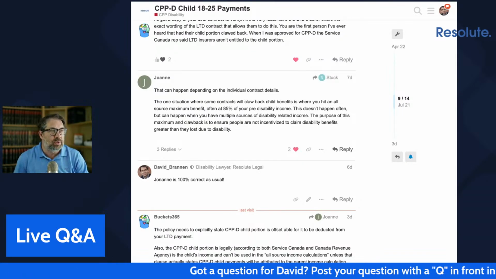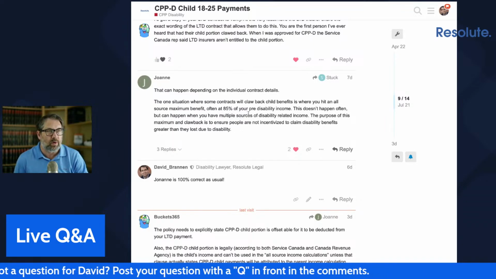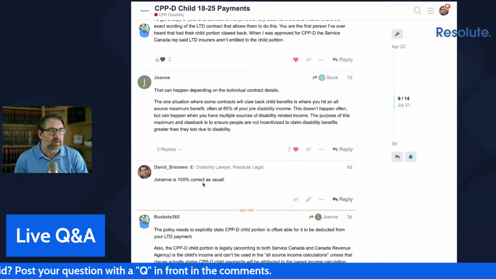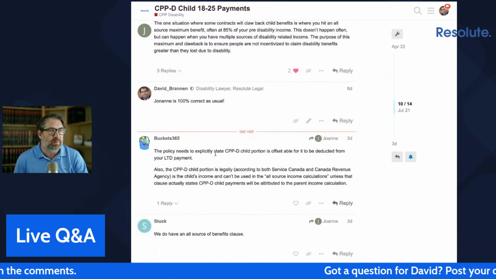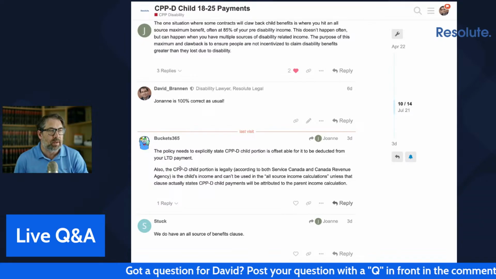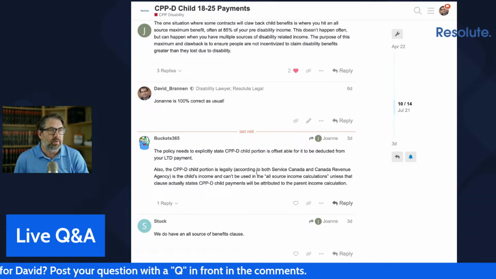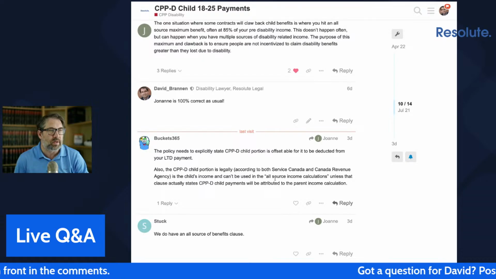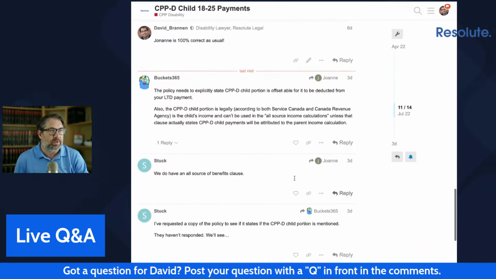People have given different opinions. Joanne chimed in and said, really, it depends on how your contract is worded with LTD. And that's what I agreed with. Buckets chimed in and said, the policy needs to explicitly state the CPP child portion is offset for being deducted from your LTD payment. Also, the CPP child portion is legally, according to both Service Canada and Canada Revenue Agency, the child's income and can't be used in an all-source calculation unless that clause actually states CPP disability payments. I pretty much agree with that.